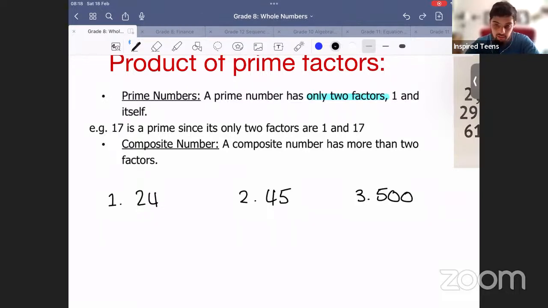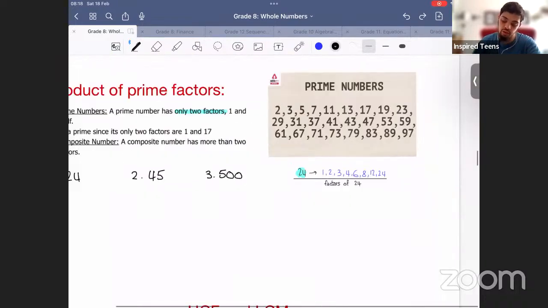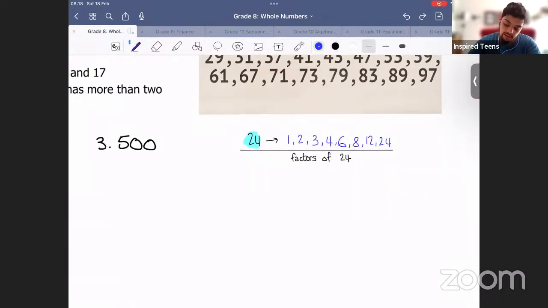Cool. Okay, then we have composite numbers. A composite number has more than 2 factors. So basically every number that's not a prime number is a composite number. So 24 is an example of a composite number. Why? Because it has more than 2 factors.